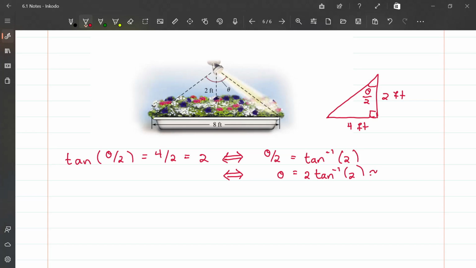So if I pop this into my calculator and round to the nearest hundredth, we should be getting approximately 126.87 degrees. In reality, a gardener would probably look at this calculation and say, let's just make it 127 degrees, so that way it covers the whole tray, and that's okay. But we know that a closer answer would be 126.87 degrees.